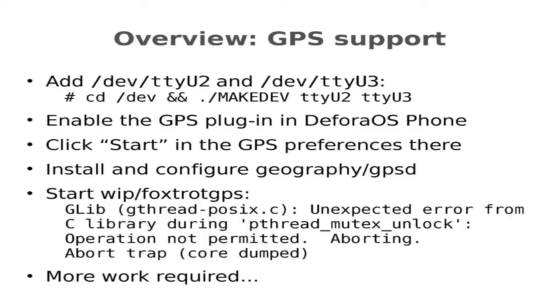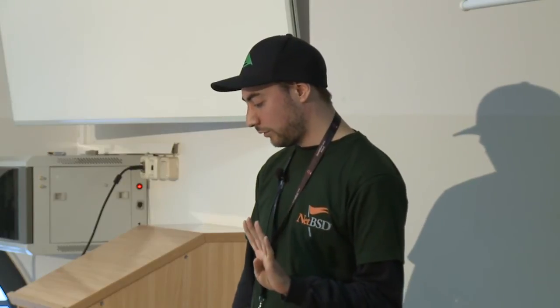Actually, the GPS chip is on the same device as the 3G chip. It's just showing a total of 4 TTY lines over USB, so you have to actually add 2 more to the default ones. But after that, in theory, you can enable the quickly hacked GPS plugin in DeforaOS phone, click start in the interface, and it will send an AT command to the modem, which will enable the GPS data to be sent over the other descriptors.